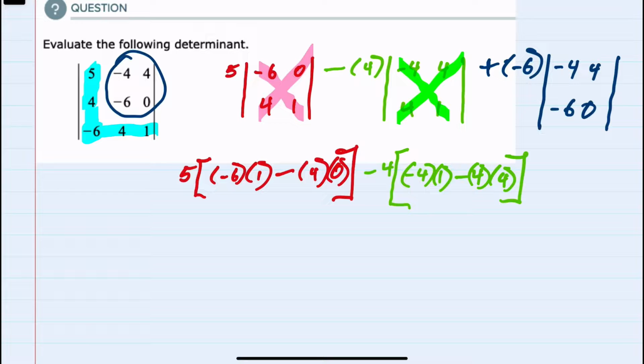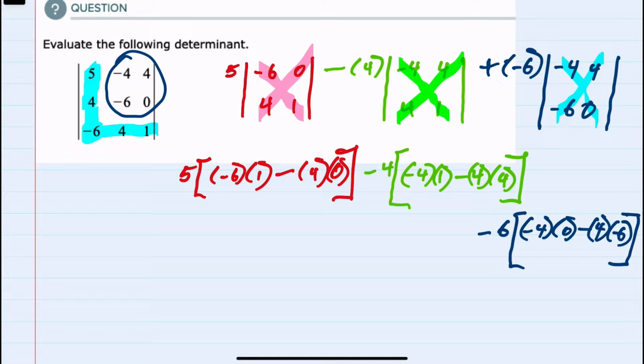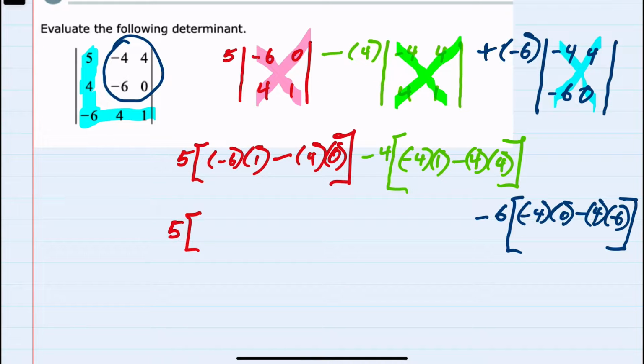And then for this last 2x2 determinant, I have a -6 outside. Inside, the determinant starts with -4 times 0 minus, multiplying the other diagonal, 4 times -6. And from here, I can just clean things up. The first one, we have 5 times, inside the brackets, -6 times 1, a -6, minus 4 times 0 is 0.